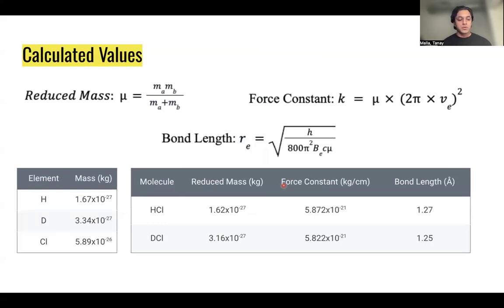Furthermore, displayed are the reduced mass values. Using these values for the atomic mass of each element, the force constant was calculated using a modified version of the harmonic oscillator equation. The bond length was also calculated using this altered rotational constant equation. Unlike the alpha and B values, the force constant and bond length were unaffected by the hydrogen isotope present in each molecule.